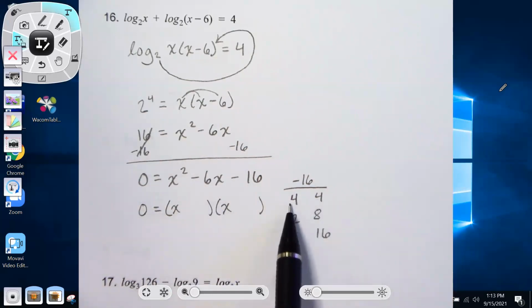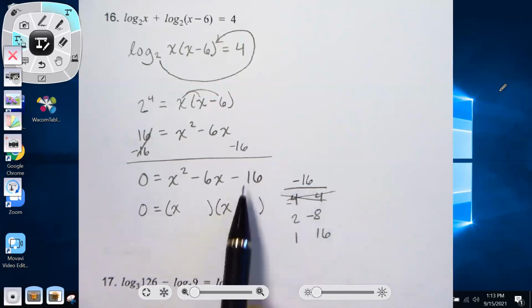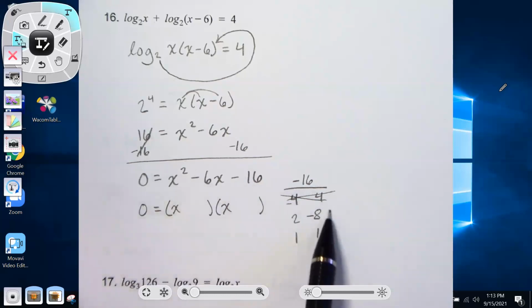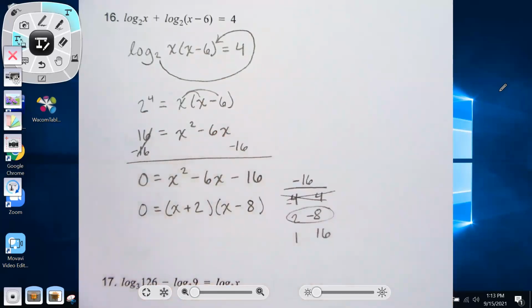So 4 and 4, one of them would have to be negative to multiply to get negative 16. So then when we add them, that would give us 0. That's not going to work. 2 and 8, one of them has to be negative. Looks like if I make the 8 negative, 2 times negative 8 will give me the negative 16 I need. And then 2 plus negative 8 will give me the negative 6 that I need. These are my factors. So we get x plus 2, x minus 8.